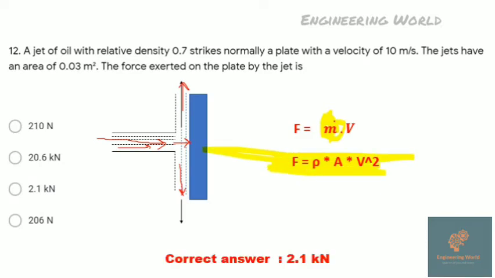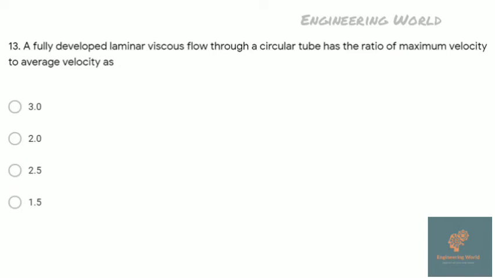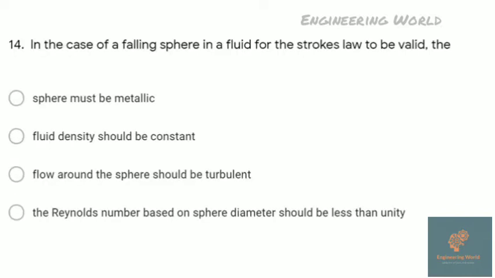Then the next question is, a fully developed laminar viscous flow through a circular tube has a ratio of maximum velocity to the average velocity as. It is a straightforward question, and please remember this type of question. So the correct answer is 2, that is maximum velocity is 2 times the average velocity.